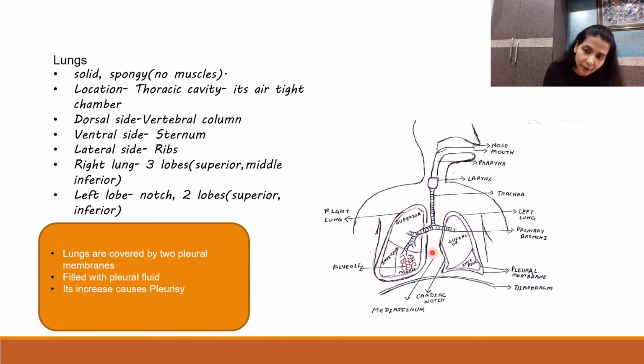All right. And can you see this gap between the two lungs? This space is known as mediastinum. This is the place where the heart is going to come. This is the place where the heart will come. All right. And this notch is cardiac notch.